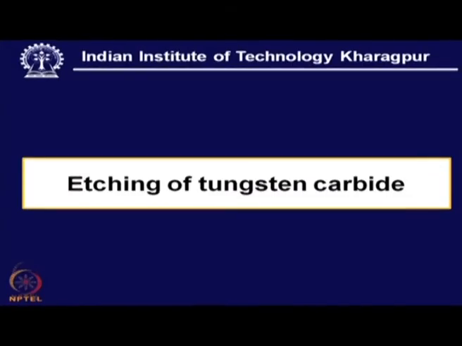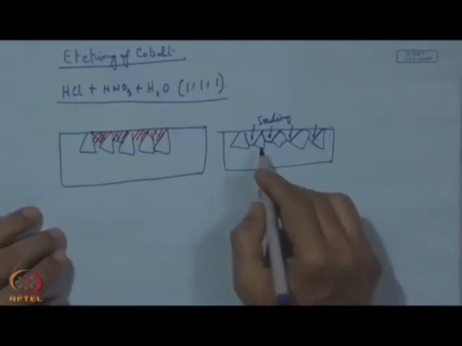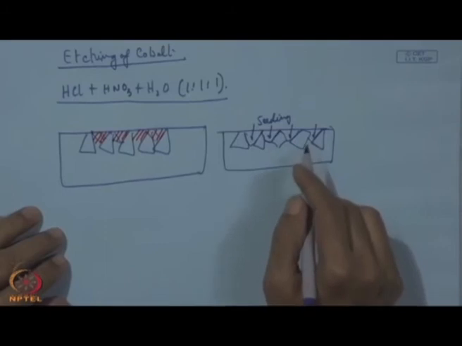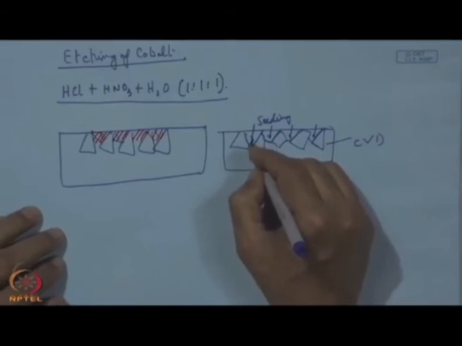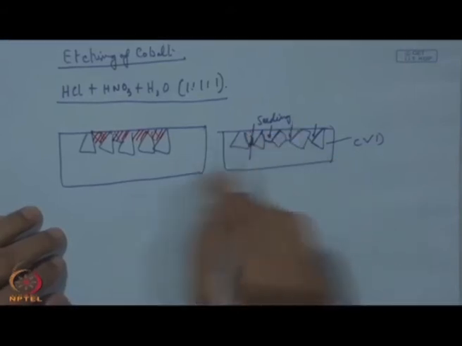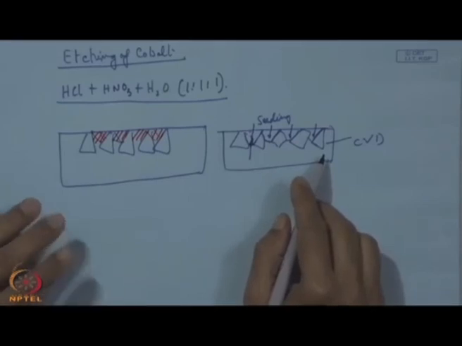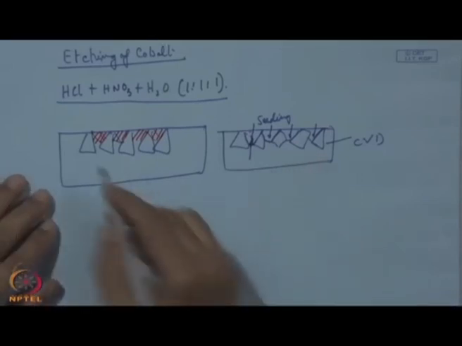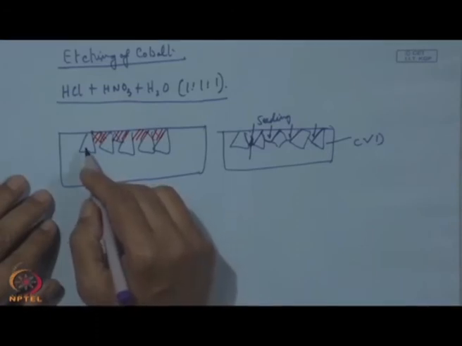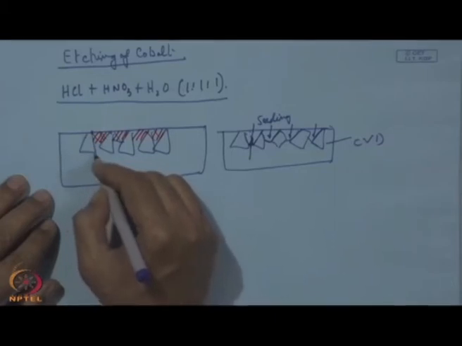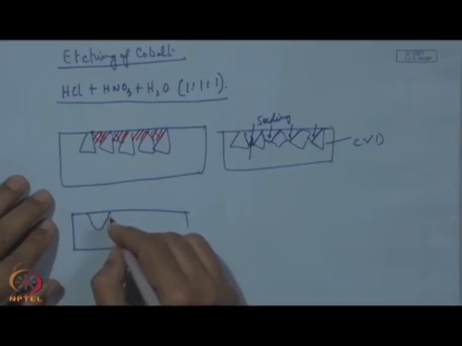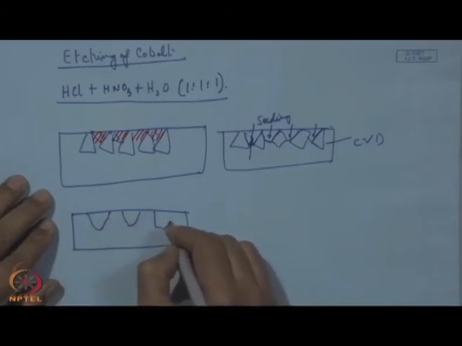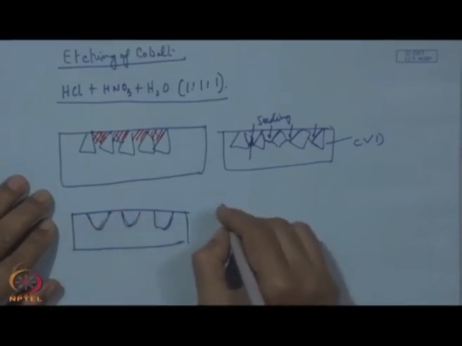The whole idea here is that though we are etching cobalt, it may not be very useful, because during the high temperature CVD, this cobalt can also diffuse and come to the surface, and the whole purpose of etching the cobalt is lost. So, here the whole idea is that we can also etch tungsten carbide to leave these cavities. That means, in this case this tungsten carbide will be etched, leaving large cavities, and this can be done by one solution.